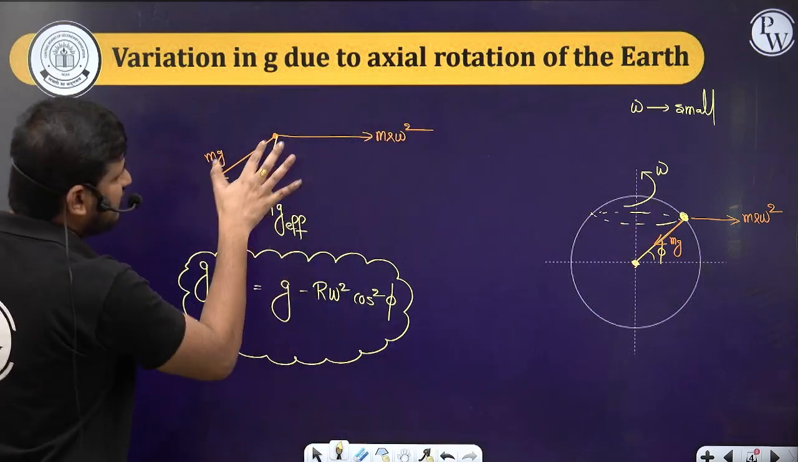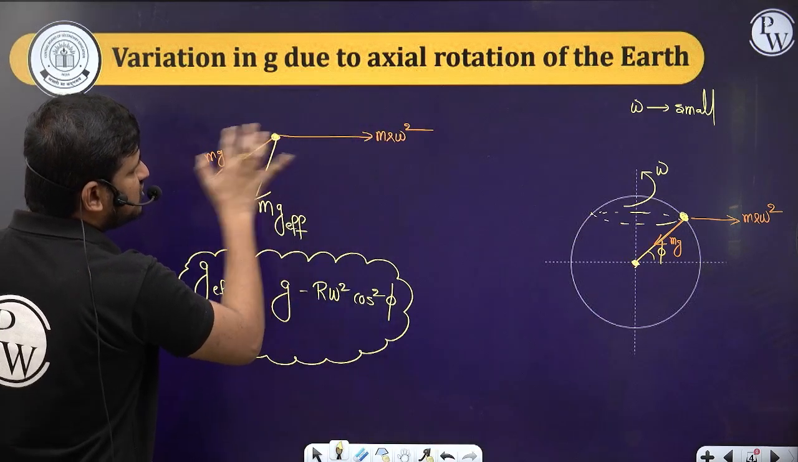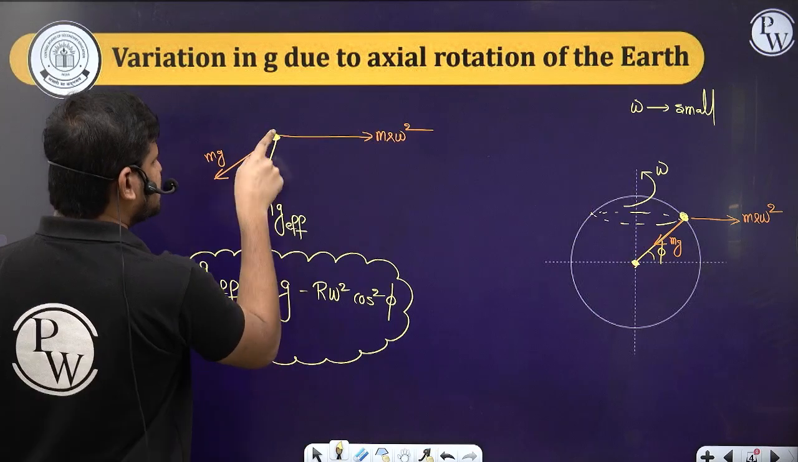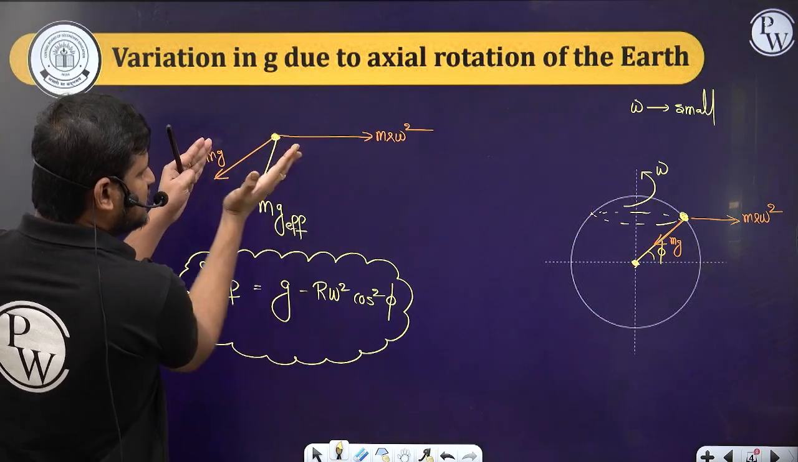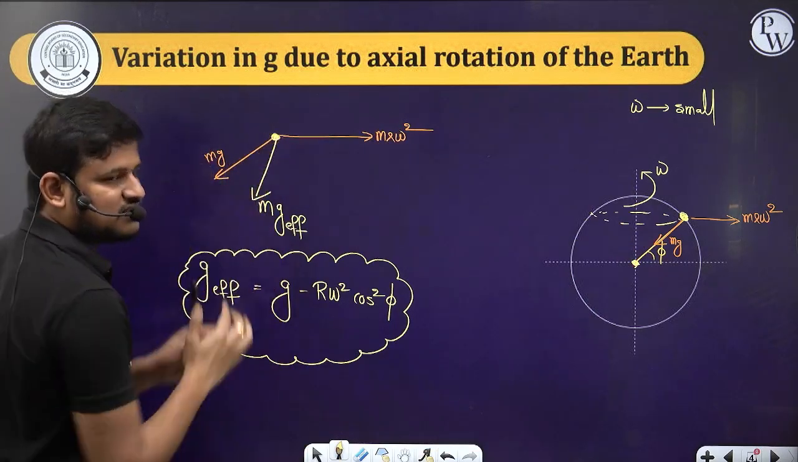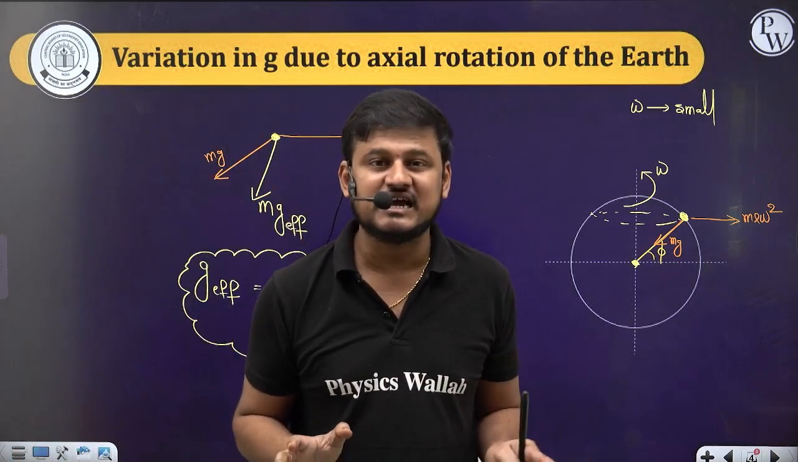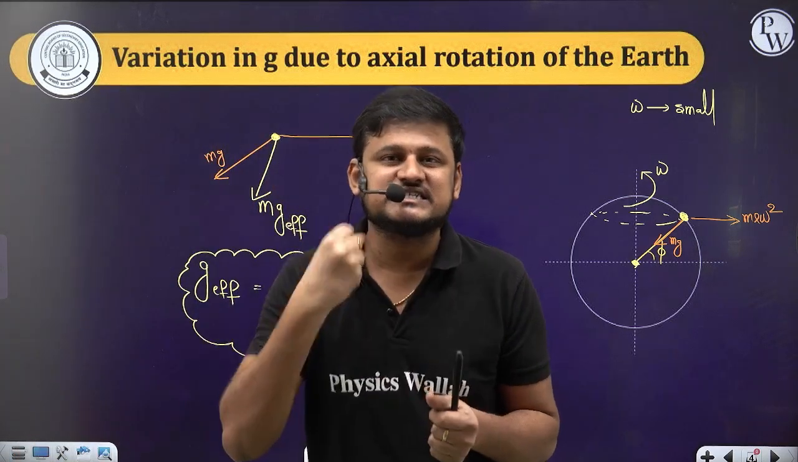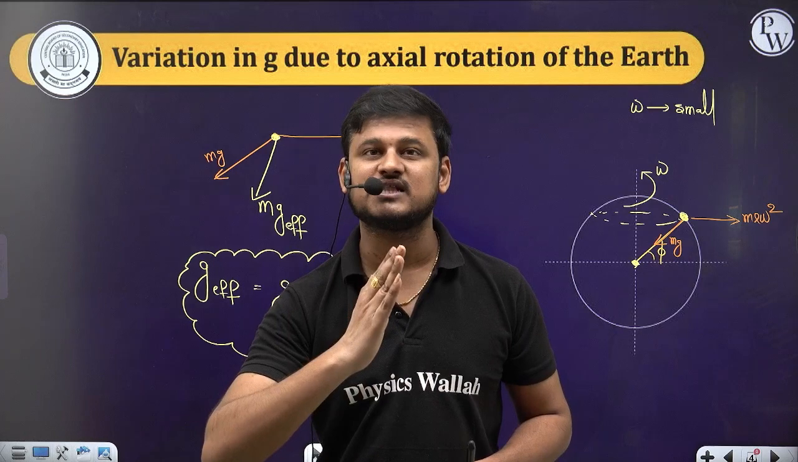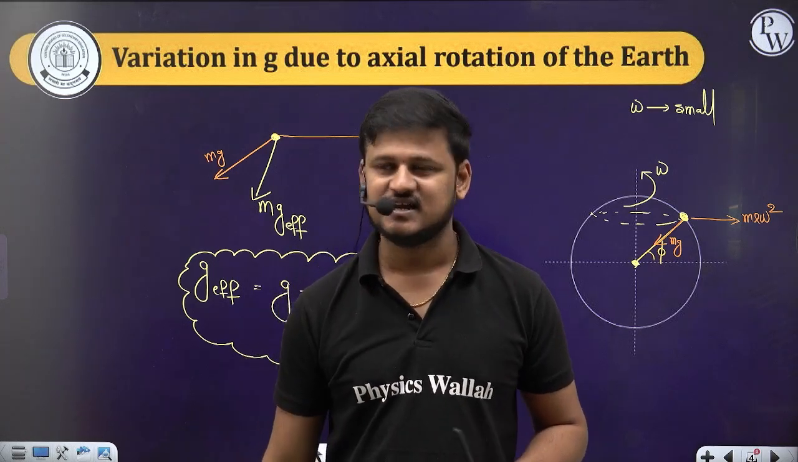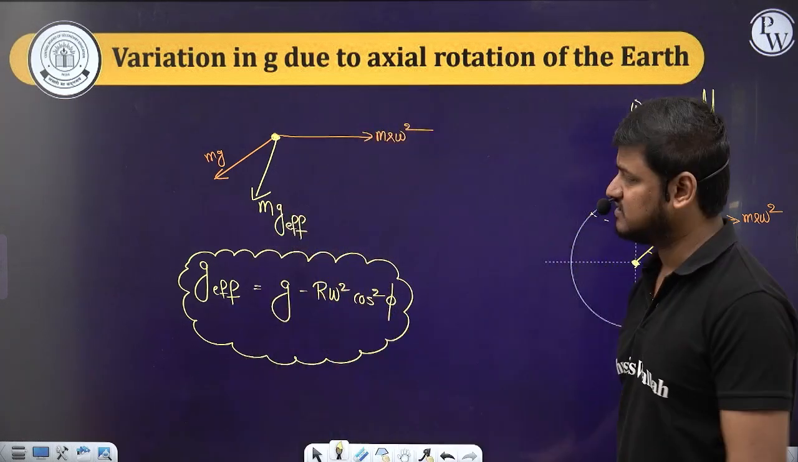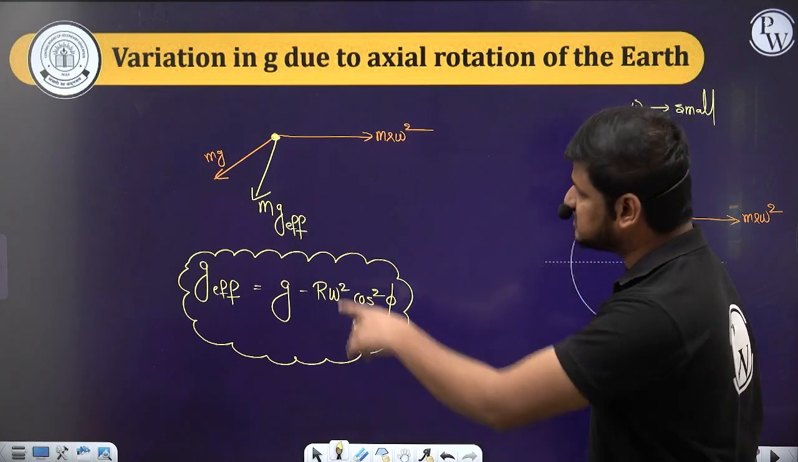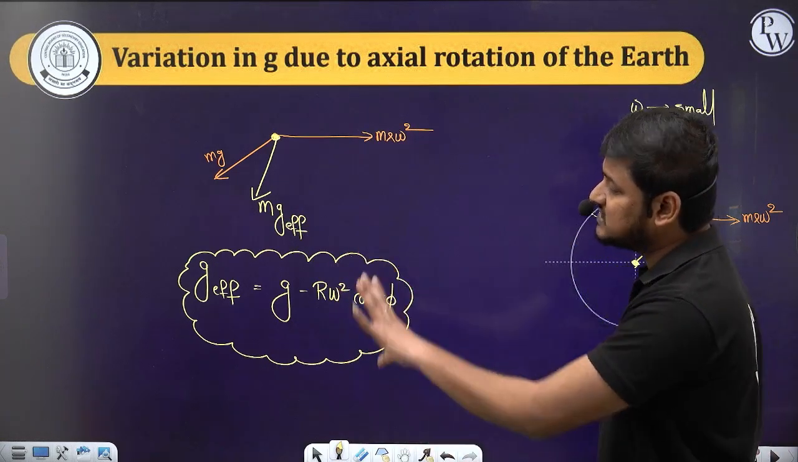But here if you observe, there are two forces acting. One is m r omega square and the other is mg. But the net force is like this. So that means if you are standing on the earth, your weight is not exactly downward. It will be somewhat like this. Understood? Clear? You can understand from this actual equation. Understood guys, this part?